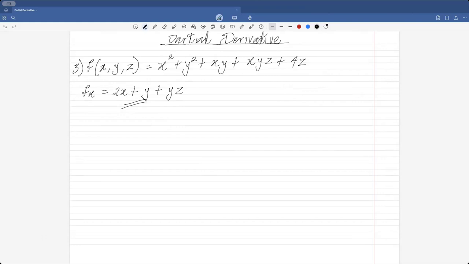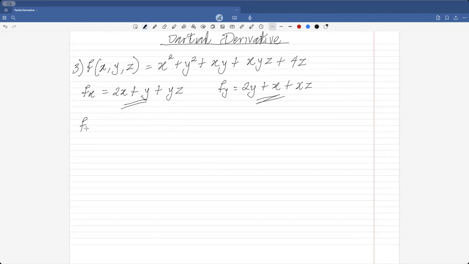So what if we differentiate with respect to y? So we have f sub y. The derivative of x squared is 0. So we have 2y plus x plus xz. And the derivative of 4z is 0 in this case. So this is the end result.